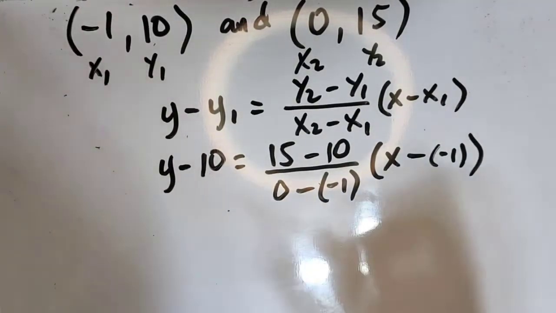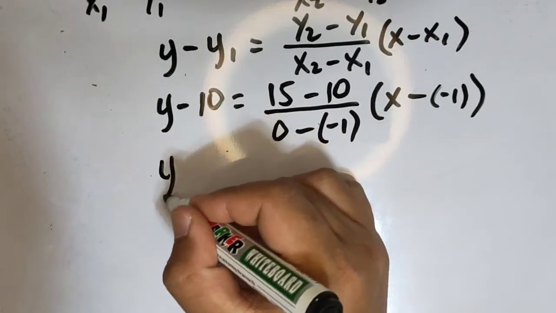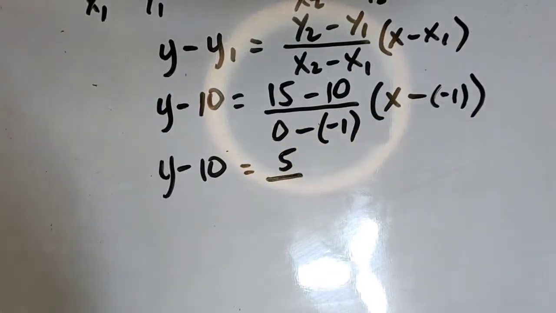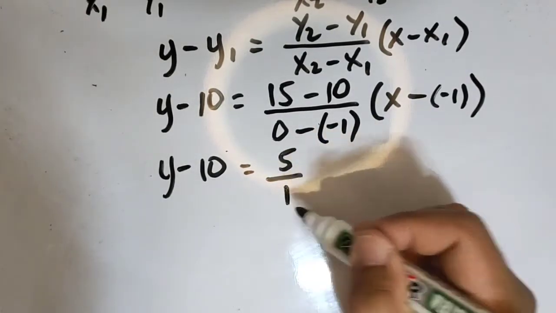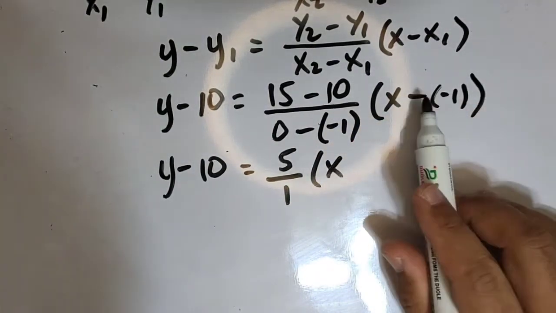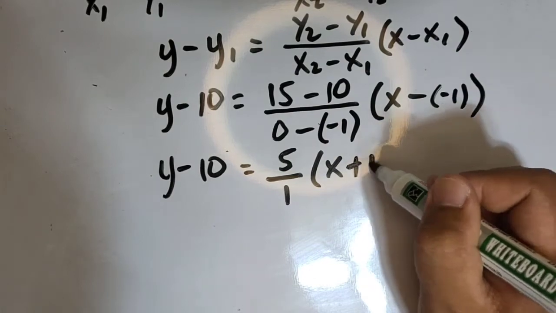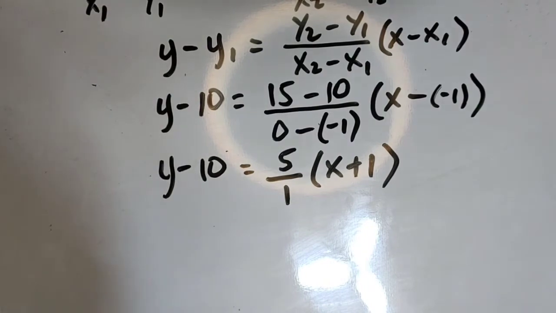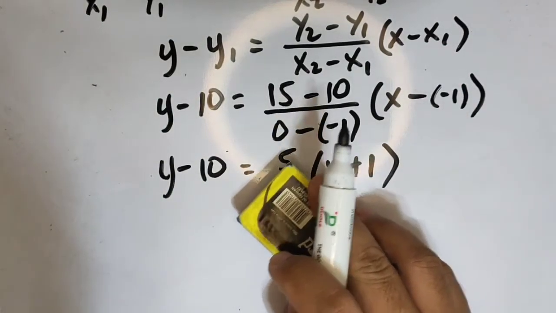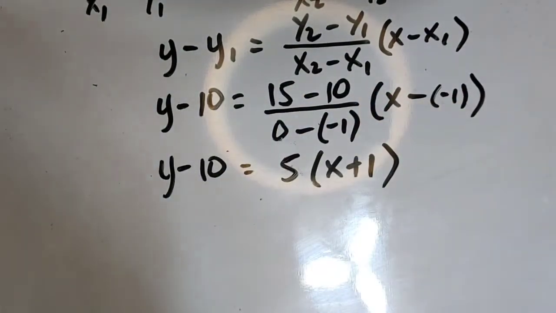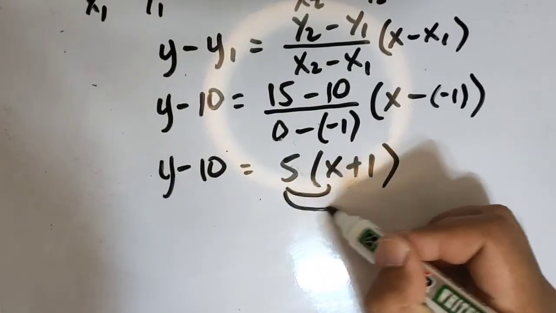So, let's now simplify. We have y minus 10 is equal to 15 minus 10 is 5 over 0 minus negative 1. This will become 0 plus 1, which is equal to 1. And we have x, and negative is positive, so we have x plus 1. Okay? So, 5 over 1, that's already understood, it's just 5. Okay? We just simplify 5 over 1 to 5.